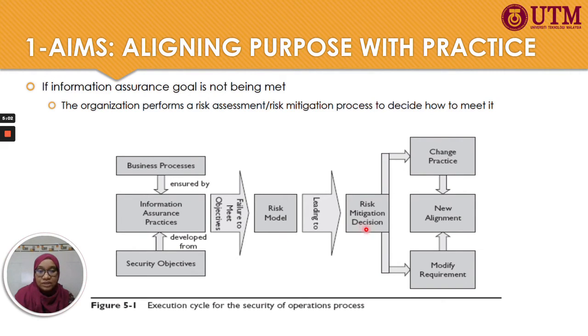which leads to the risk mitigation decision, whereby you might need to suggest changing the practice, or you can modify the requirement. This involves the technical parts, technology, and this is more on the human being. So both human and technical factors are equally important, and with that you can come up with a new alignment for your organization.